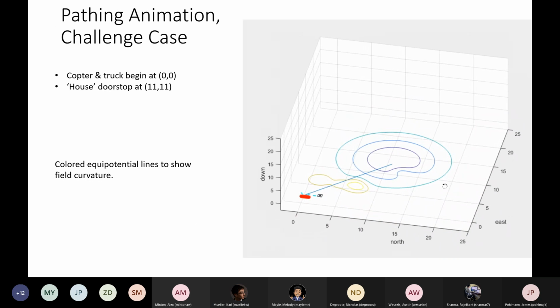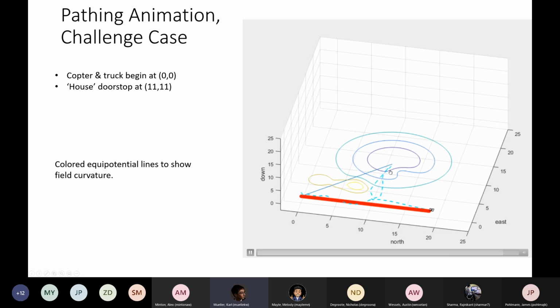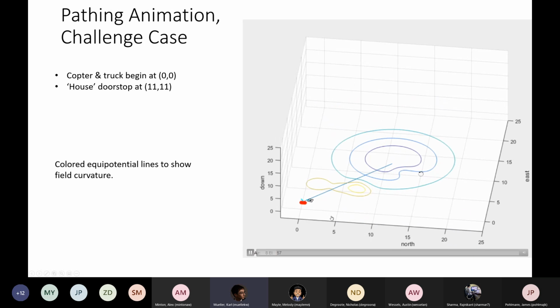Here's another example that's more of a challenge case. So note the obstacles are in directly the way of this sort of blue ideal path. And the quadcopter is forced to navigate around these and then come back to the truck.